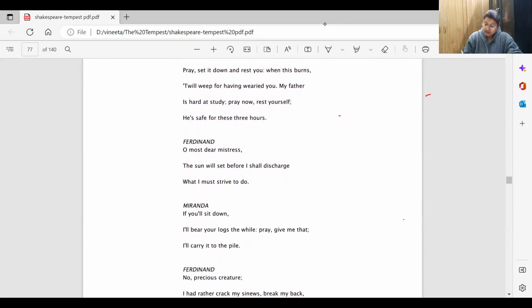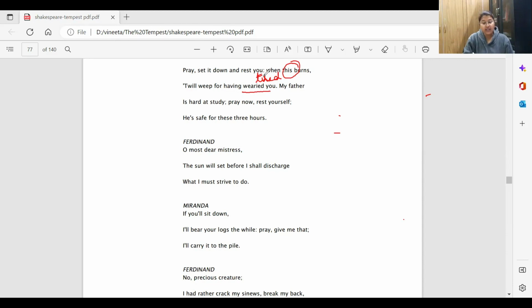All right. Then she again says, pray, I request you, set it down and rest you. Please set it down. It here refers to the log of wood which he is carrying on his head. Just keep it down and take some rest. When this burns, it'll weep for having wearied you. When this burns, this here refers to that log of wood only which he was carrying in his hand. These logs of wood are to be supposed as fuel. So that's why she says, when this log of wood burns, it will weep for having wearied you. Wearied you means making you tired. All right, this log of wood will cry, it will weep for making you tired like this.